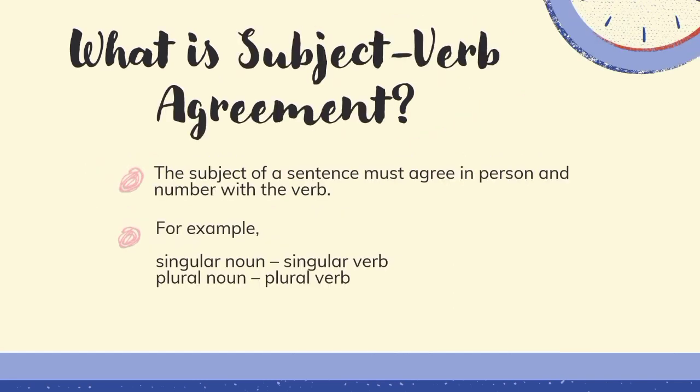Now, what is subject-verb agreement? The subject of a sentence must agree in person and number with the verb. For example, if a subject is singular, its verb must also be singular. If a subject is plural, its verb must also be plural.